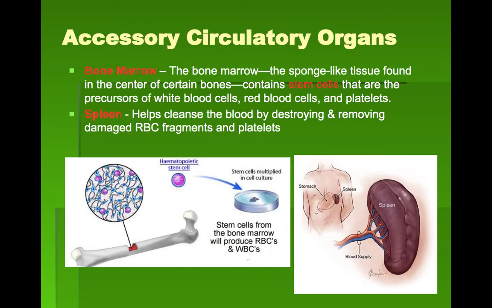Other circulatory organs, or accessory circulatory organs, so things like bone marrow, actually is where your red blood cells come from. Your spleen helps to clean the blood. How does it do that? It destroys and removes damaged red blood cell fragments and platelets. So your spleen is kind of like your blood cleaner.